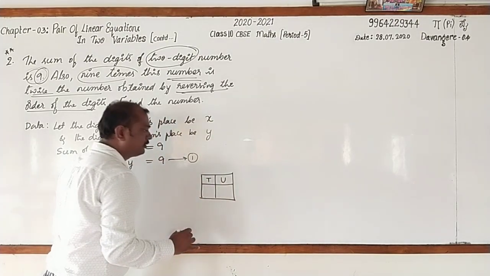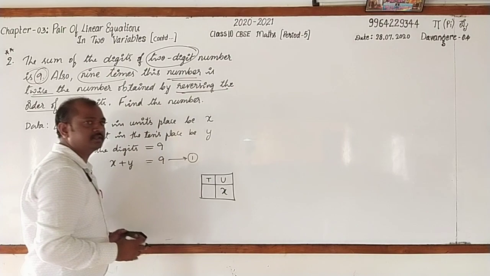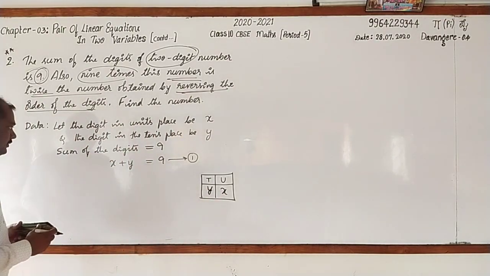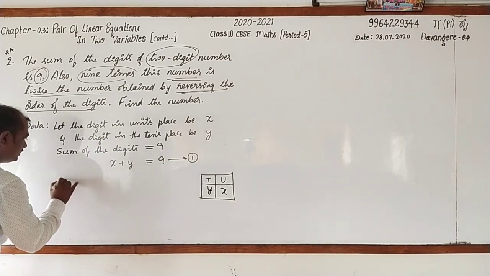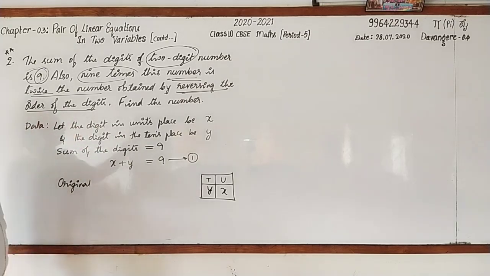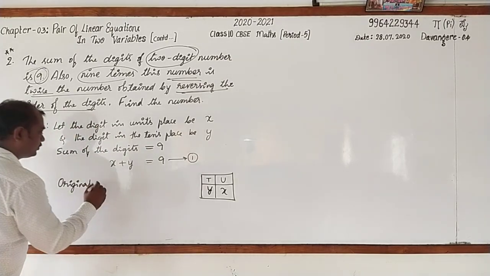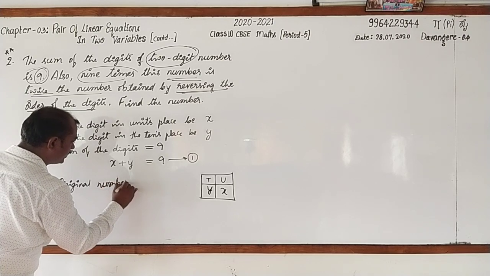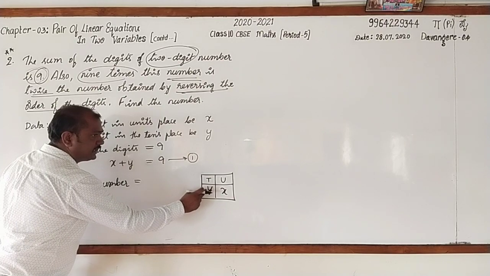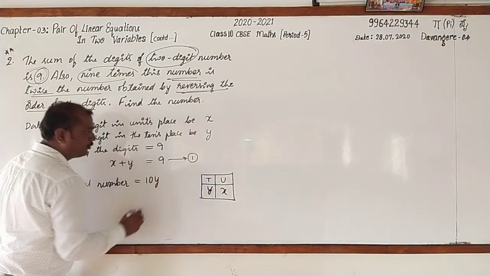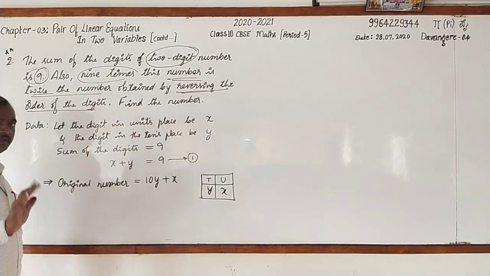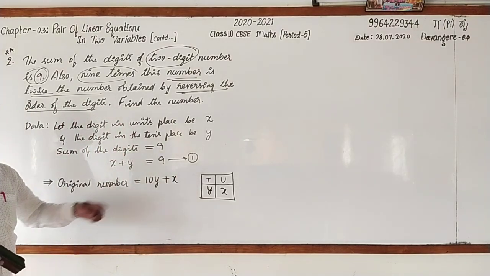It's a two-digit number. One digit will be in the units place, which is x, and another digit will be in the tens place. I have called it y. Then the number, I call this the original number. The reason is afterwards we will get another number by reversing the digits. So the original number, this is very important. Observe it. Here y is in tens place, so it will be 10y. x is in units place, it will be 1x. Clear? This is the original number.